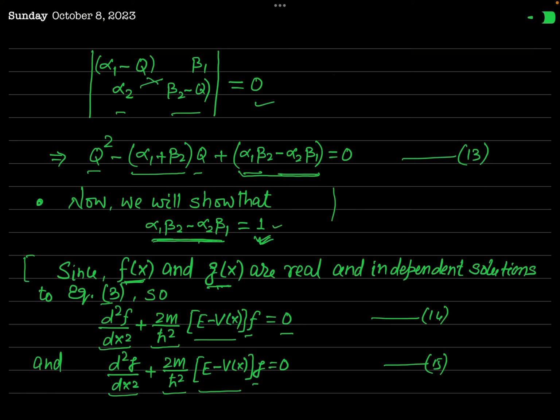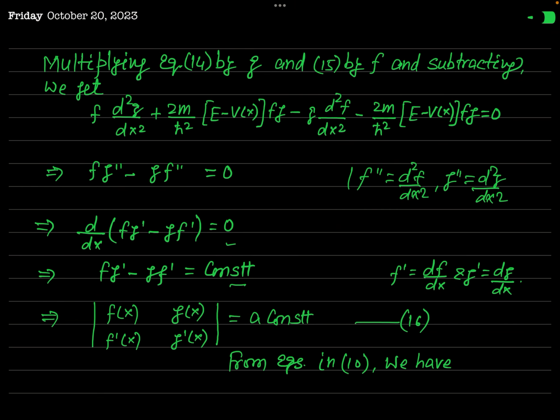The equation which is in terms of function f, we will multiply it by the function g. And the equation which is in terms of function g, we will multiply it by f. And then we will subtract one equation from the other. Here I have subtracted equation 14 from 15 after multiplication by g and f respectively. So let us see.